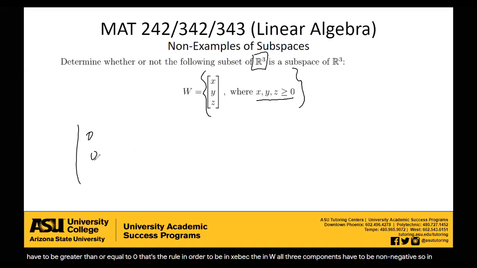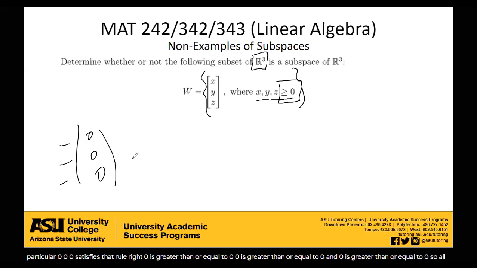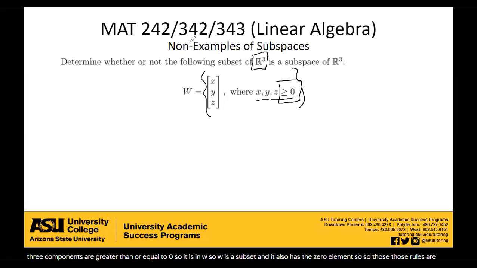So in particular, (0, 0, 0) satisfies that rule, right? 0 is greater than or equal to 0, 0 is greater than or equal to 0, and 0 is greater than or equal to 0. So all three components are greater than or equal to 0, so it is in W. So W is a subset, and it also has the 0 element, so those rules are satisfied. So that means since this is a non-example, it either fails at vector addition or it fails at scalar multiplication. Let's look at scalar multiplication.